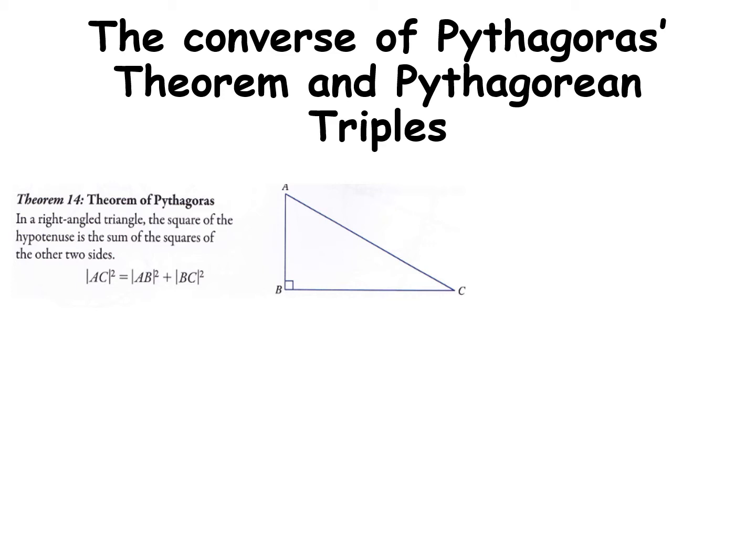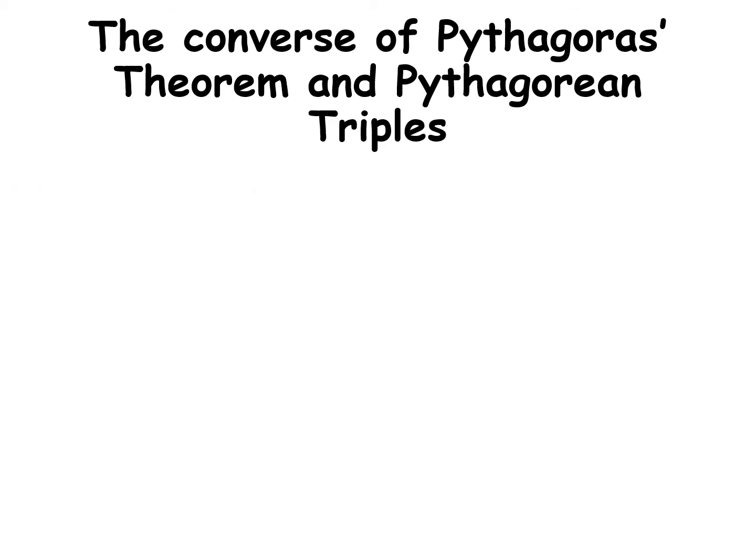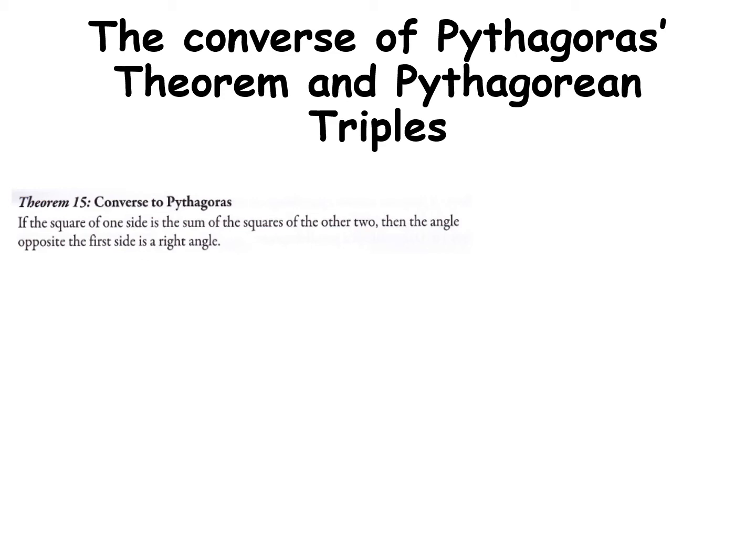So here we have the theorem of Pythagoras, which basically tells us that the square of the hypotenuse is equal to the sum of the squares of the other two sides. This is specifically when we have a right angle triangle. The converse of this theorem says if the square of one side of a triangle is the sum of the squares of the other two, then the angle opposite the first side is a right angle. So basically, if we don't know that the triangle is a right angle triangle, we can use Pythagoras' theorem to prove that it is a right angle triangle. And we know then whatever side is the longest must be the hypotenuse.